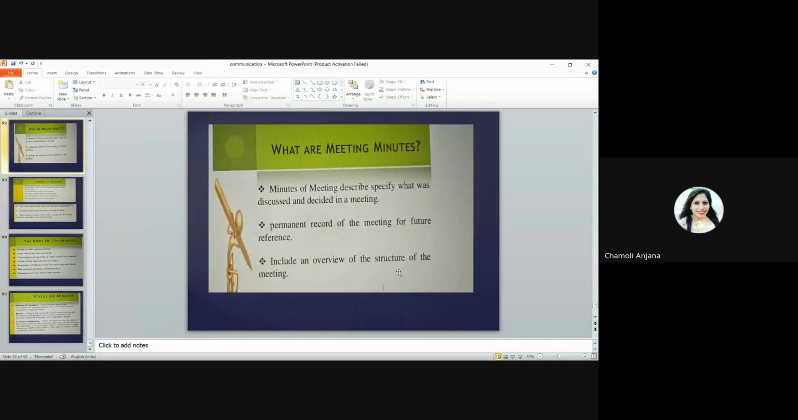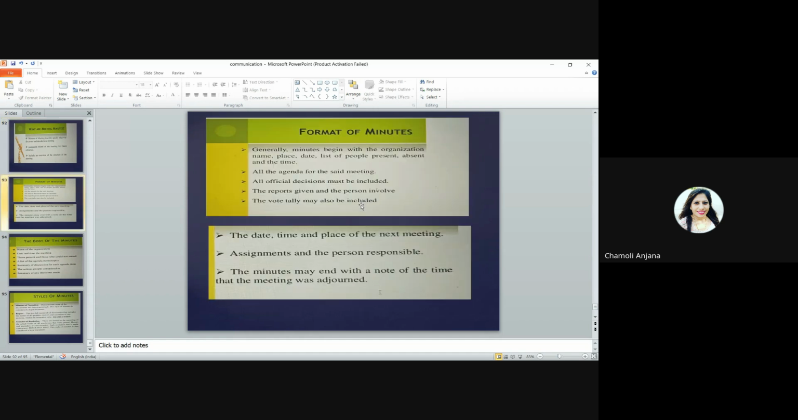So, the minutes of meeting describes what was discussed in the meeting. It gives the permanent record of the meeting. Whatever was discussed in the meeting and whatever resolution they have come out with, all that will be recorded in the minutes of meeting, so that in the next meeting this becomes a reference. And not only that, whatever resolution they have come out with, they will have a record of that, so that the implementation of those resolutions will be done.